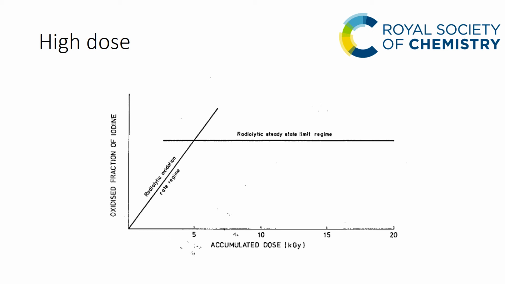Now, in the high dose model, I mentioned that up to 5 kilogray, we reach a radiolytic steady state. In other words, the rate of oxidation of iodine equals the rate of reduction of iodine. Now, this is just a schematic. In reality, it's a curve, but for safety case purposes, we assume an initial slope going from 0 up to 5 kilogray at a G value of 0.1.